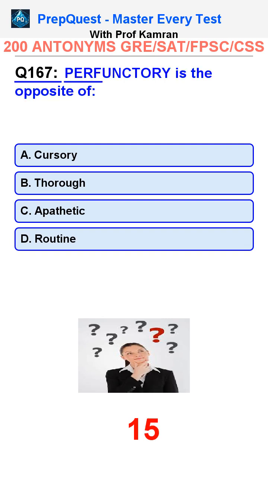Question 167. Perfunctory is the opposite of. Option A. Cursory. Option B. Thorough. Option C. Apathetic. Option D. Routine.